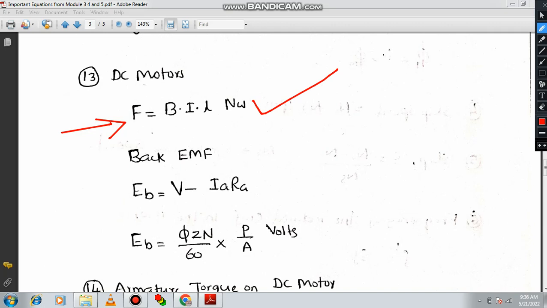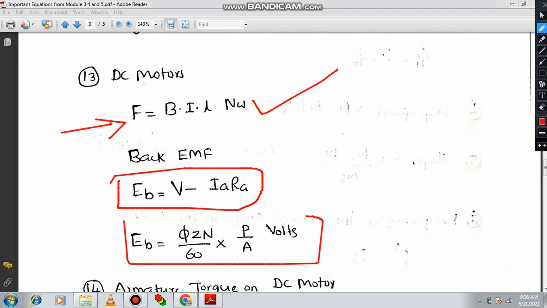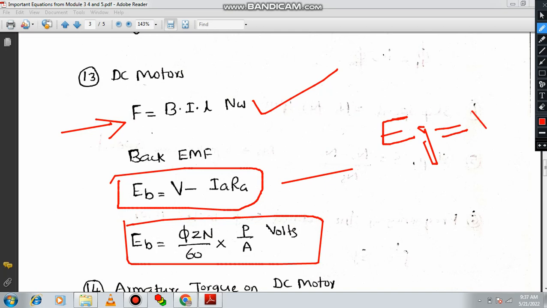When it comes to DC motor, always remember that back EMF can be written as V minus IaRa. Here terminal voltage is greater than back EMF. Also you can use a similar formula as used in DC generator: Eb is equal to phi Zn by 60 into P by A. Here you have to notice, Eb is equal to V minus IaRa. But Eg, what is Eg? Eg means generated EMF. Eg is nothing but V plus IaRa. Do remember this point very seriously. I think you are understanding whatever I am explaining.